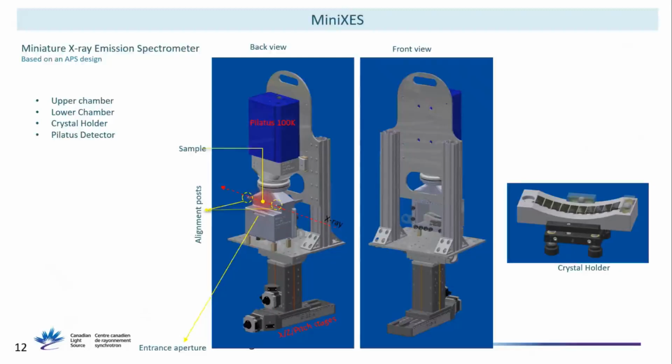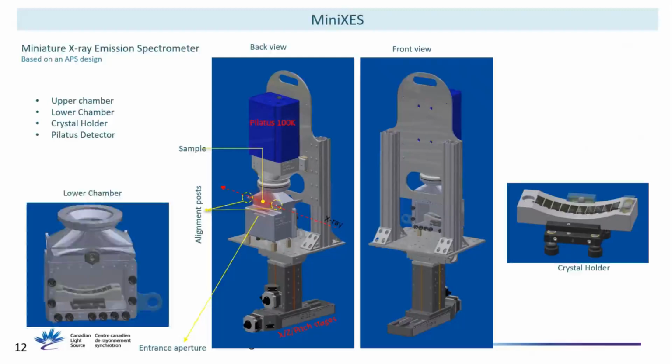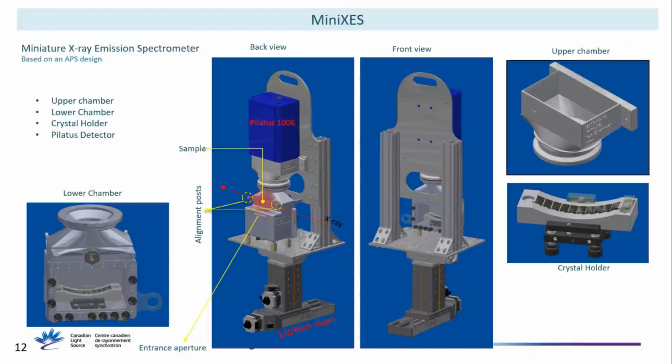And there are 2 alignment posts. When the X-ray comes in and goes through these 2 posts, the spectrometer is almost aligned. Then you put the sample here on another XYZ stage. There's a window, and the crystal is placed here. You can see in this picture, the crystal is here. This is the lower chamber, which is like a crystal holder, and that's the upper chamber. These 2 chambers are connected with an O-ring, and helium is flowed through the chamber to reduce air scattering.